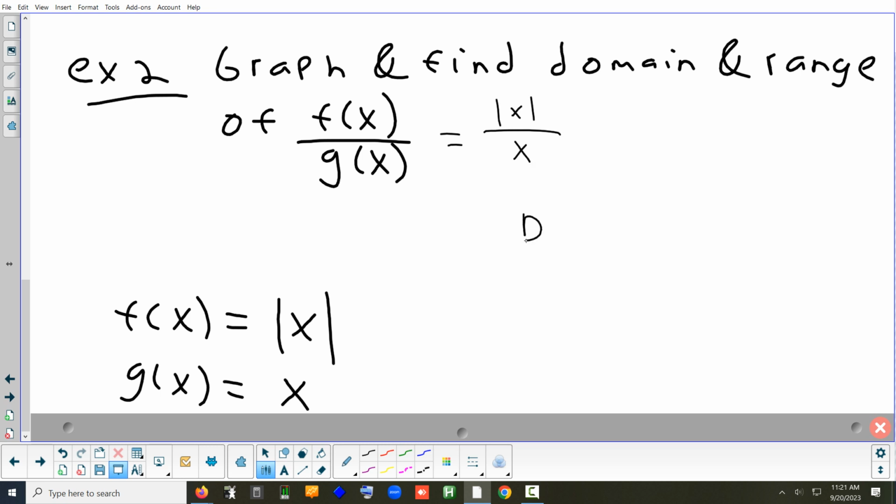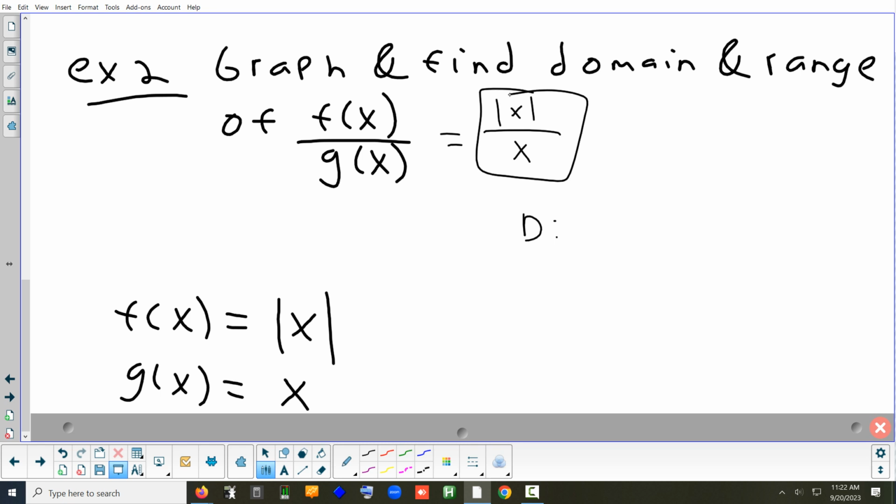Let's start with the domain. Do we have any square roots in this one? No. So we don't have to worry about that. Do we have any fractions with letters in the bottom? Oh, yes. We combine these functions by dividing. So we did end up with a letter in the bottom. So you need to tell me what number you can't use. 0. You can't use zeros.